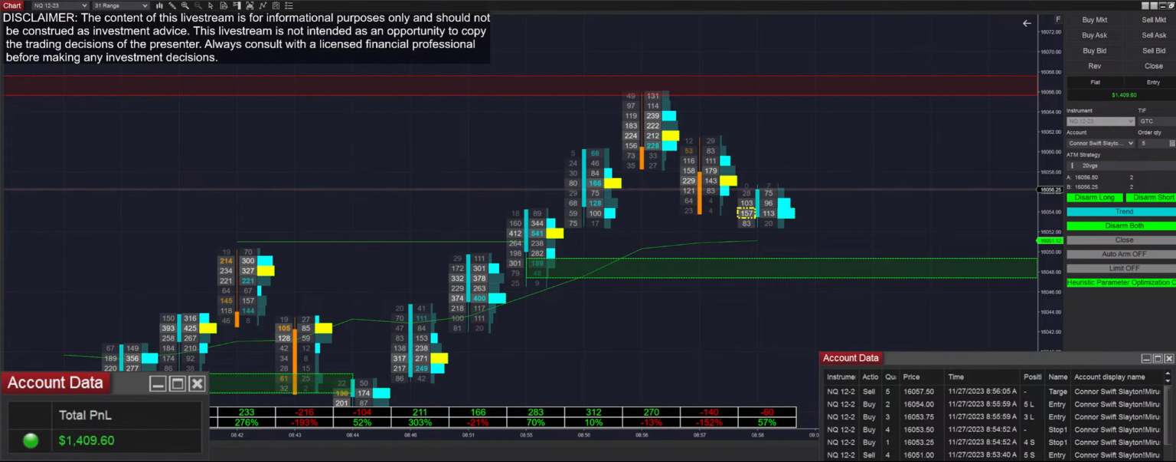This user asked, is polarity imbalances 2.8 the min stack imbalances setting? No, that is the imbalance ratio setting, but I will clarify that in the settings.